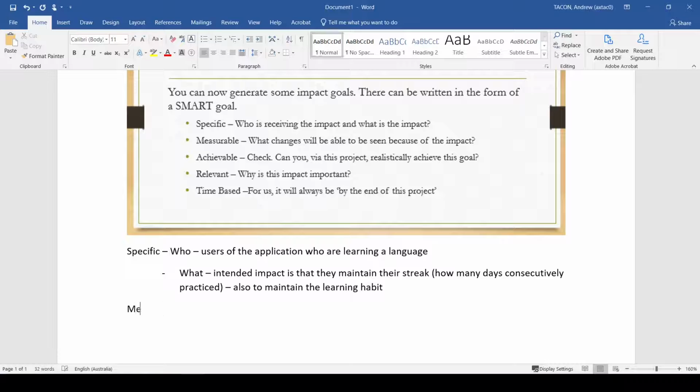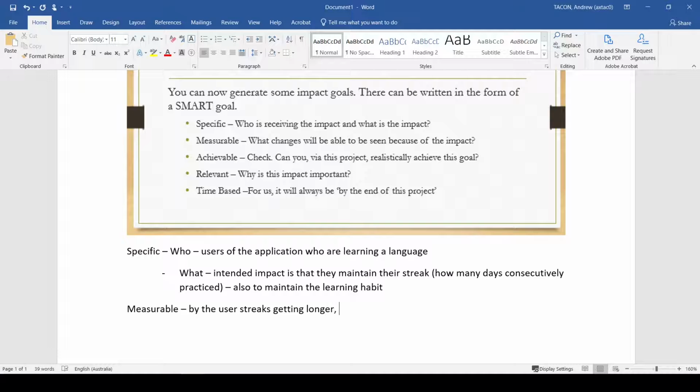Okay, so let's go on to Measurable. What change am I going to see for the users of the application? So essentially, it's a personal impact because we're impacting individual users. How is this measurable? Well, it's measurable by the user streak getting longer. They don't do it for a week, 5 or 6, 7 days, and then they lose their streak and have to start back at 0 or 1. So that's how it should be measurable.